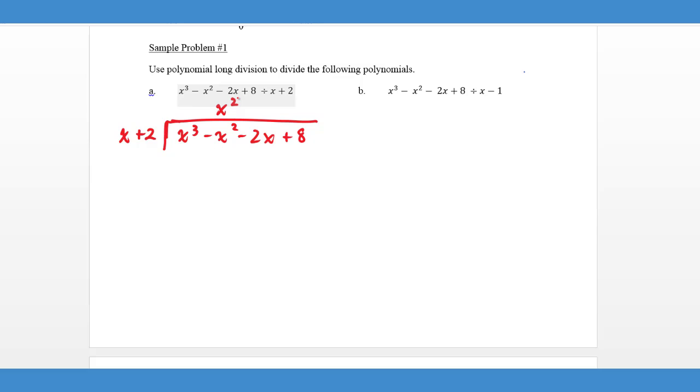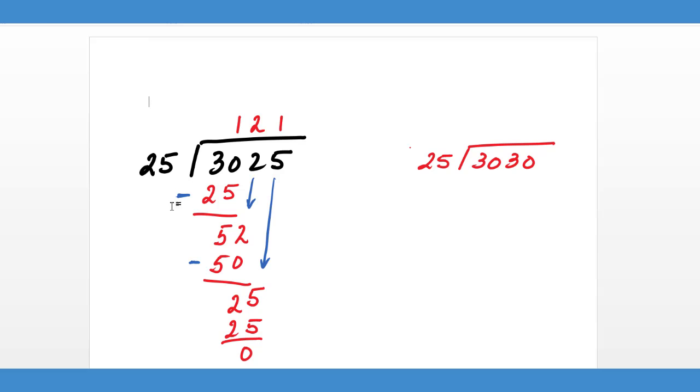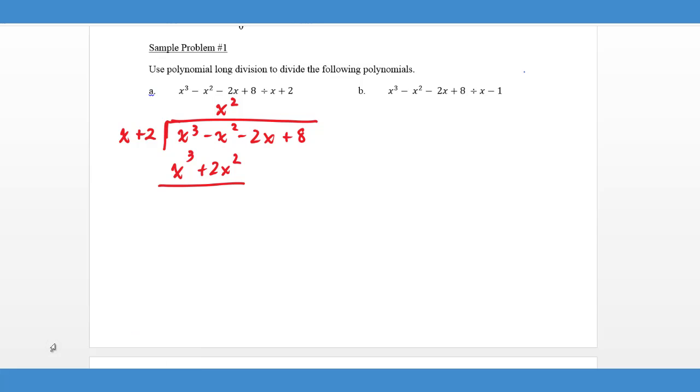So now what I'm doing is I'm distributing this. So technically this is x squared times x plus 2, which is going to give me x to the third plus 2x squared. Now that's going to go right under here. It's going to go x to the third plus 2x squared, and we'll put a line underneath that. Again, if we go back over here, we've got to remember that we're going to subtract that term from the given information. So I actually have to subtract this whole thing.